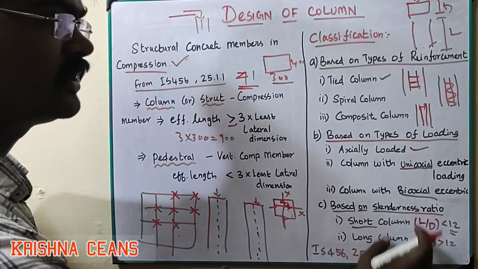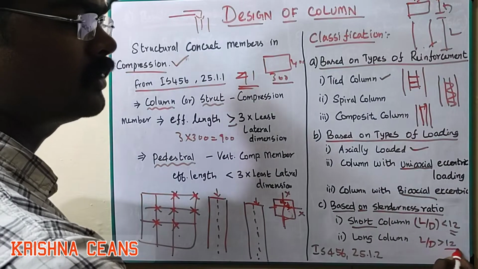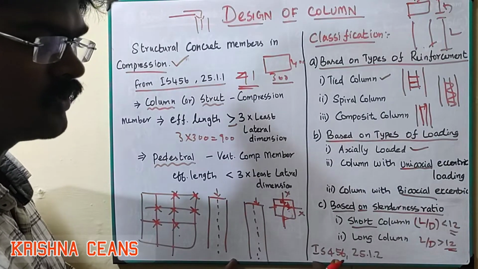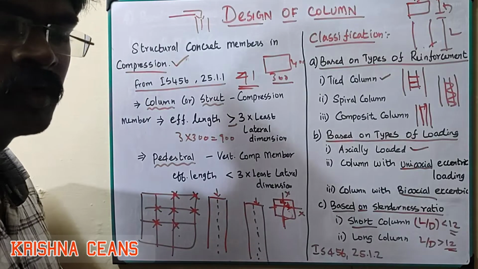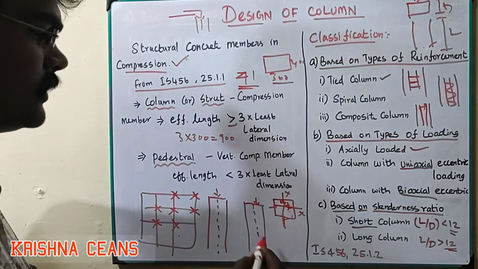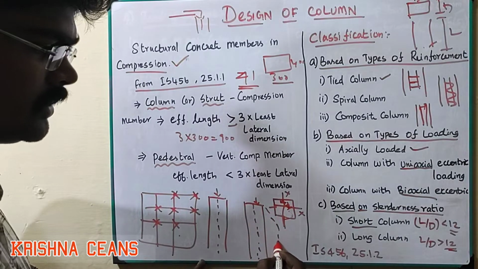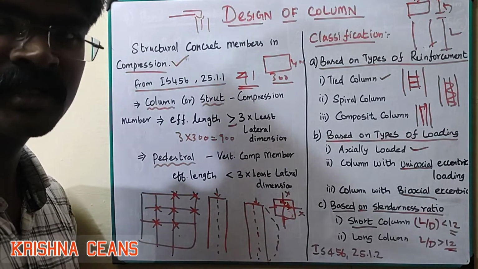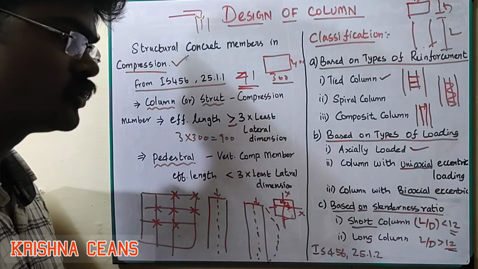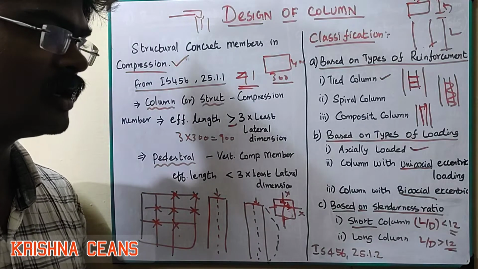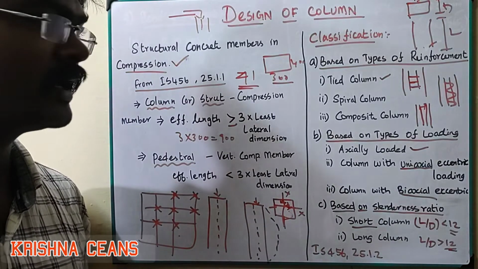In case it is greater than 12, we call it a long column, which is referred to in IS 456 clause 25.1.2, so you can refer to that. If it is greater than 12, the column will buckle like that. So more than 12 we call a long column, less than 12 we call a short column. The conditions will vary for the short column and the long column, so let's see it in depth.